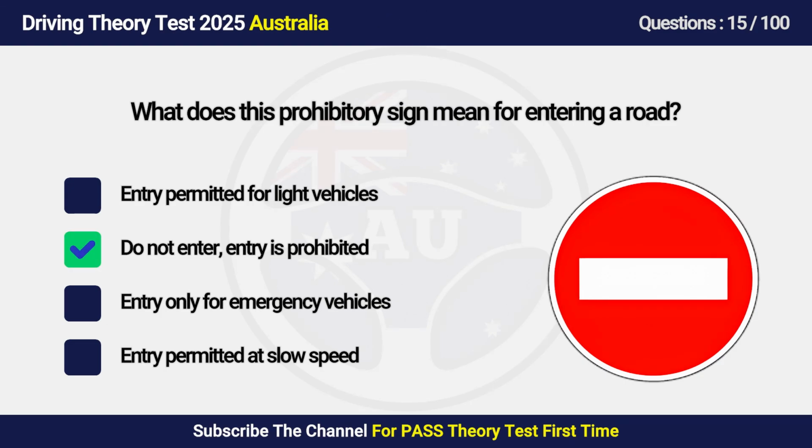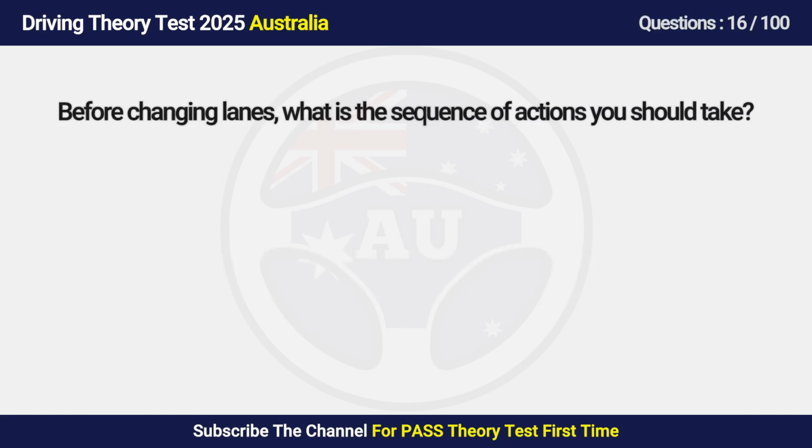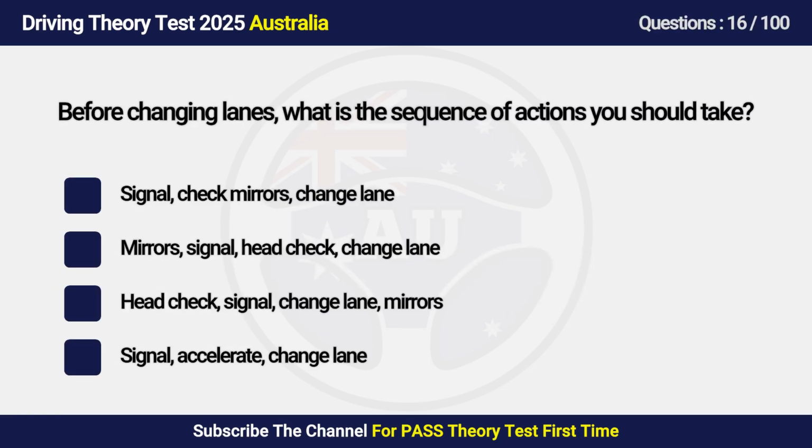Answer is B. Do not enter. Entry is prohibited. This do not enter sign indicates that entry to the road or lane is prohibited for all vehicles from the direction it is facing. Question 16. Before changing lanes, what is the sequence of actions you should take?